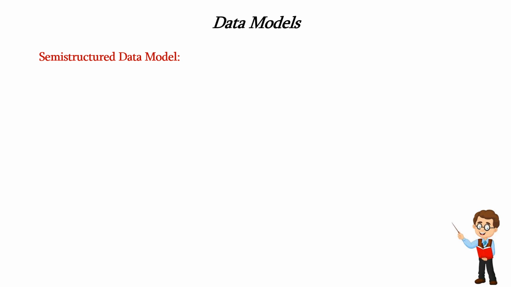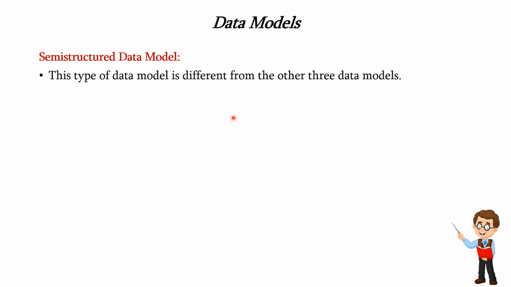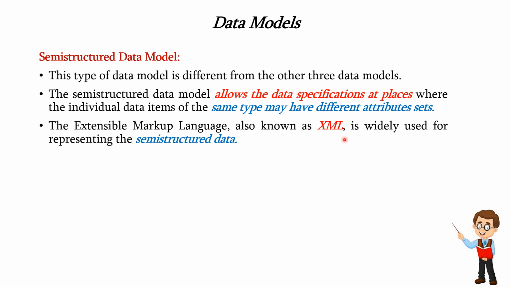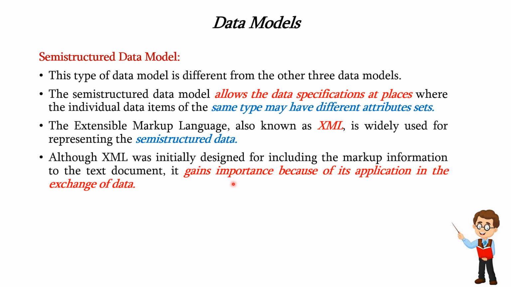Next we have the semi-structured data model. This type of model is different from the other 3 data models. The semi-structured data model allows the data specification at places where the individual data items of the same type may have different attribute sets. The extensible markup language, also known as XML, is widely used for representing the semi-structured data. Although XML was initially designed for including the markup information to the text document, it gains importance because of its application in the exchange of the data.